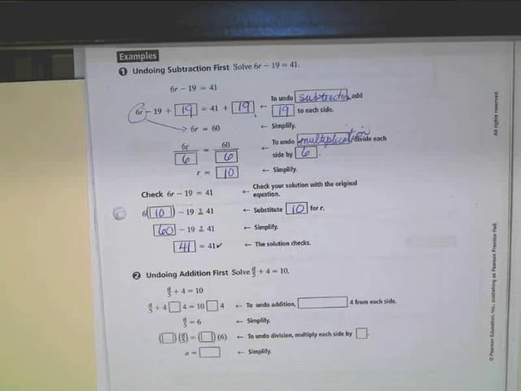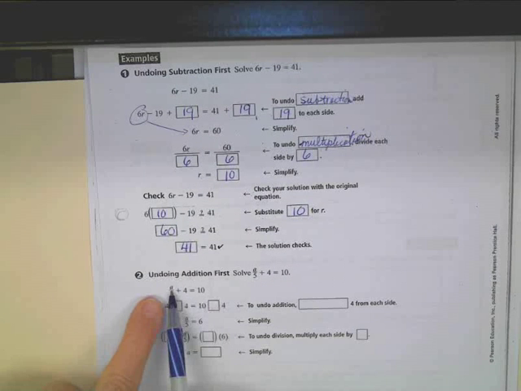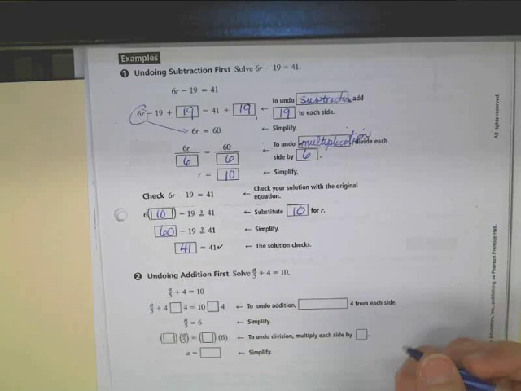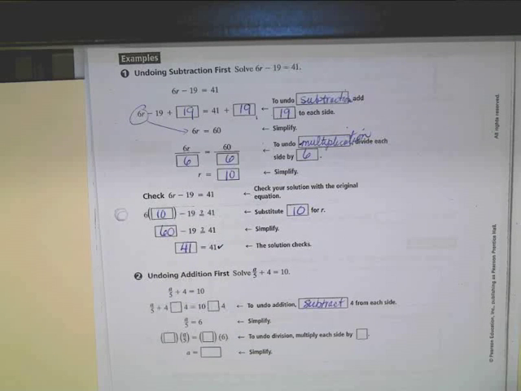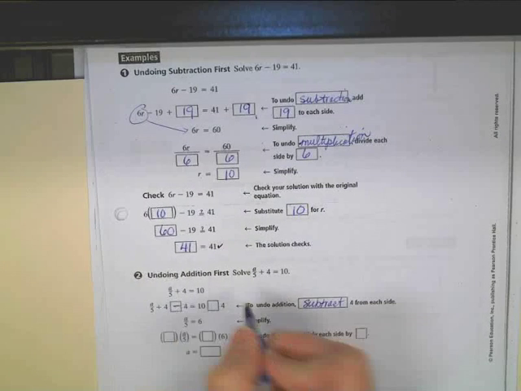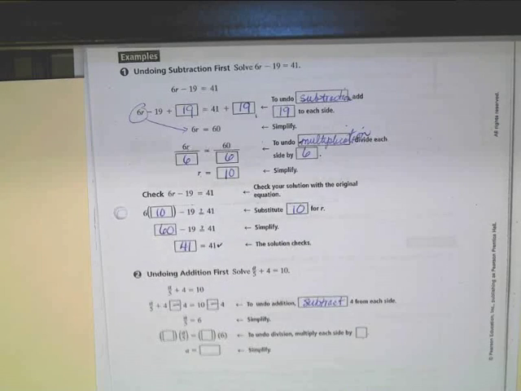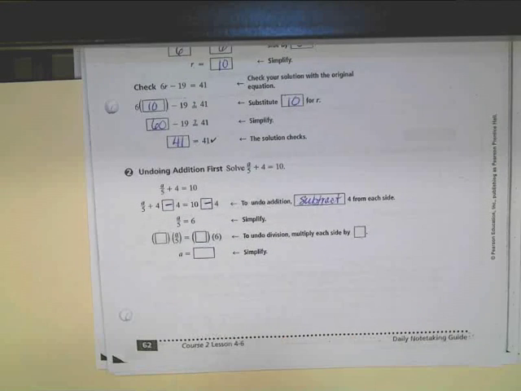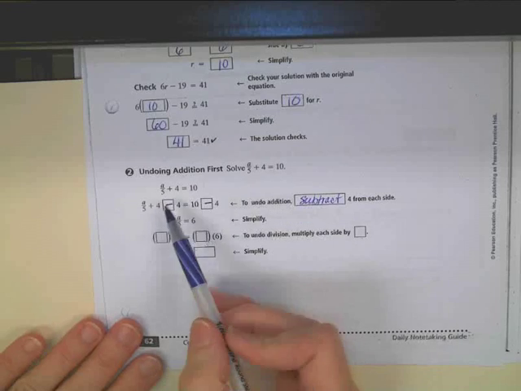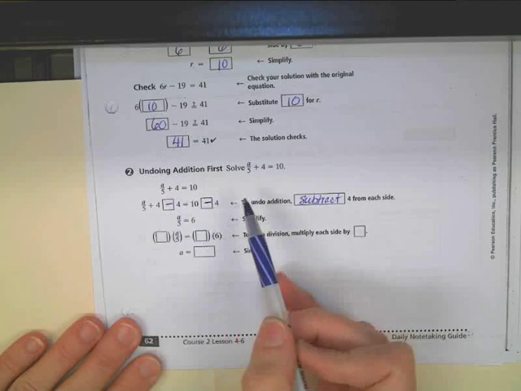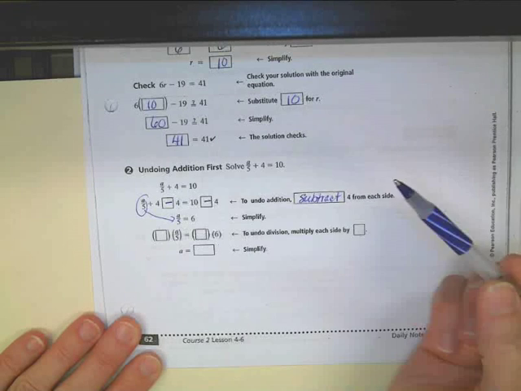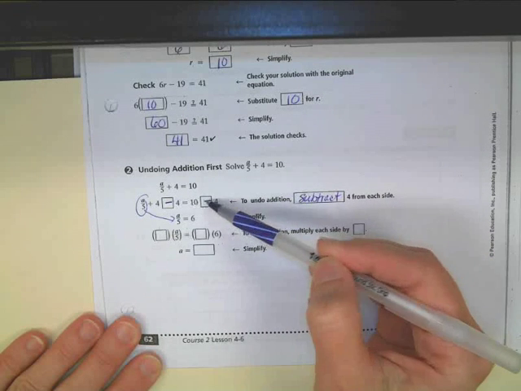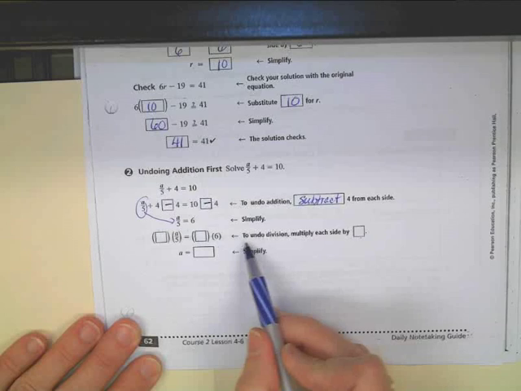Next one, we're going to be undoing addition first. We have a over 5 plus 4 equals 10. So we have division and we have addition. To undo the addition, we are going to now subtract 4 from each side. So I'm going to put a minus and a minus because they've already set some of this up for me. Oh, my apologies. Got to scoot down. Okay, so plus 4 minus 4 zeroes out. So I'm left with a over 5, which means a divided by 5, by the way. 10 minus 4 is 6.